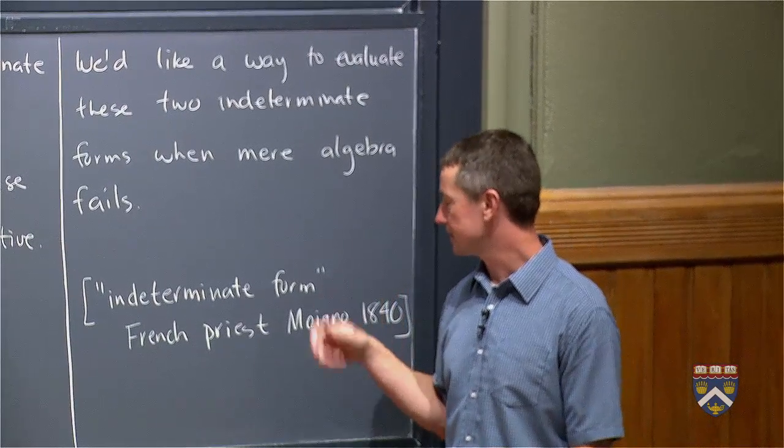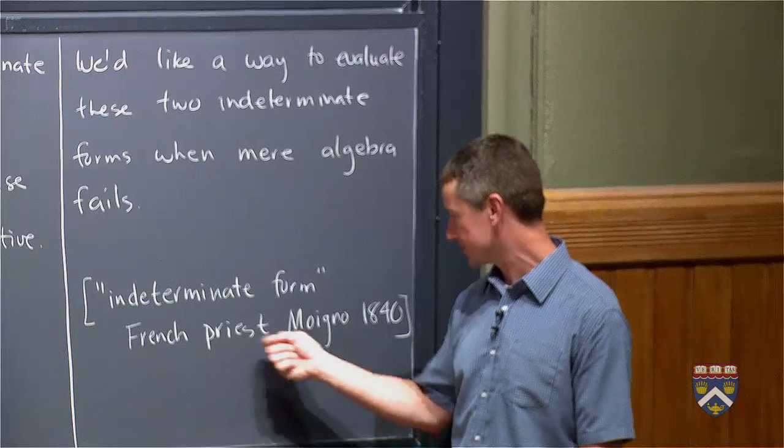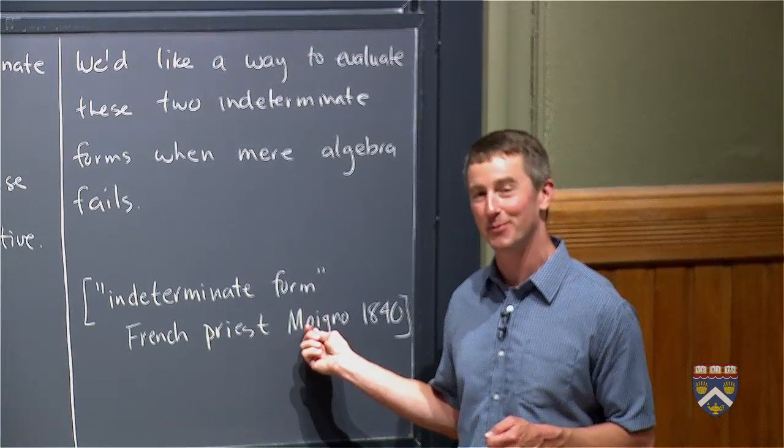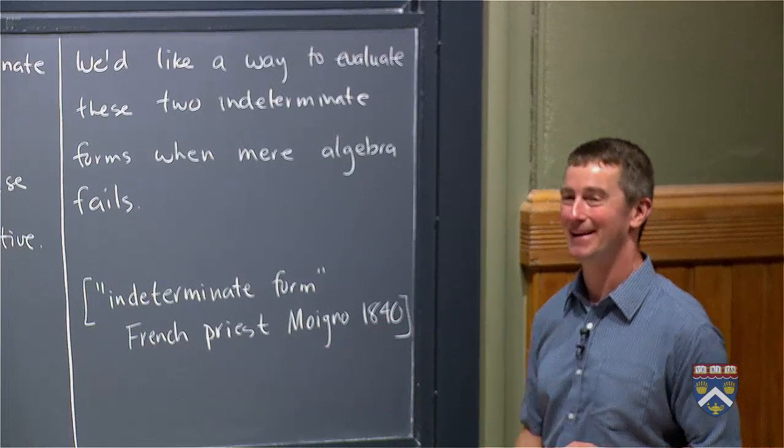By the way, our usual historical aside, the phrase indeterminate form was first used by a French priest, an amateur mathematician. I don't know how you pronounce his name, but this is how you spell it, back in 1840.